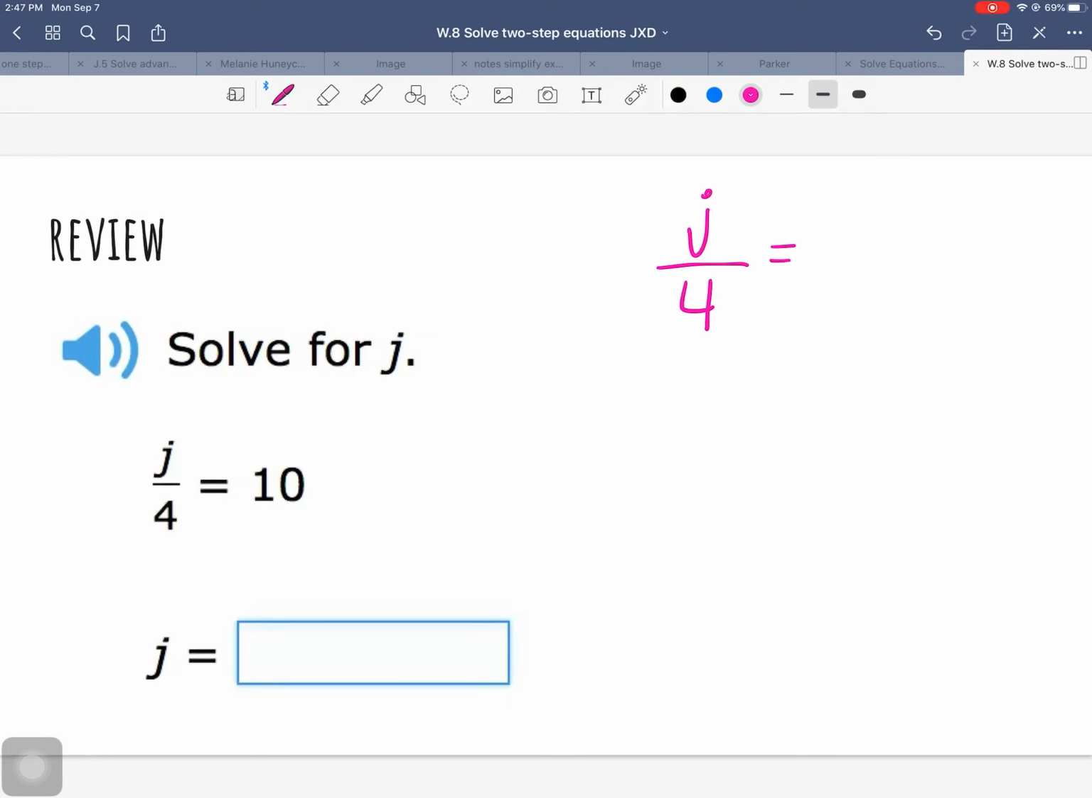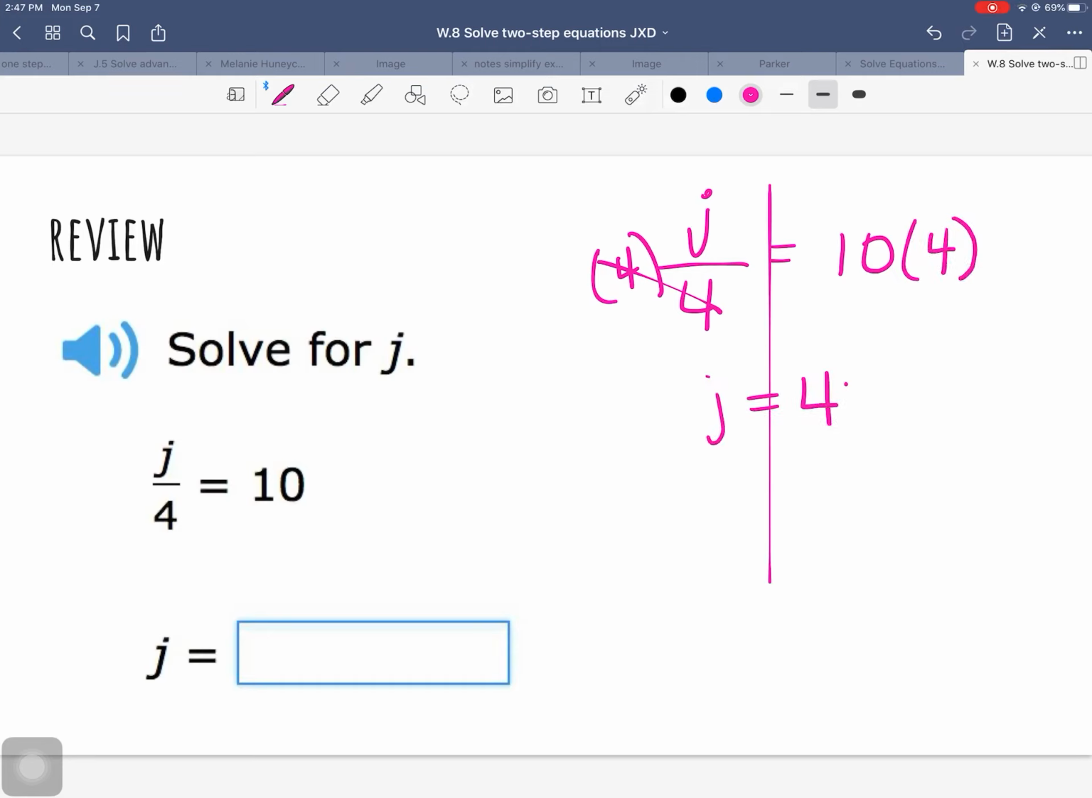J divided by 4 is equal to 10. River. Multiply both sides by 4. J is equal to 40.